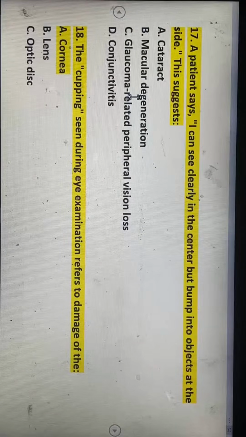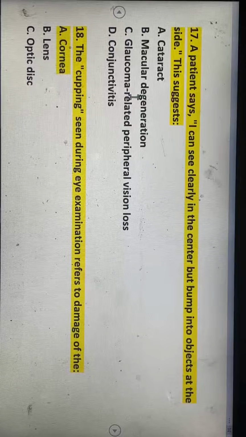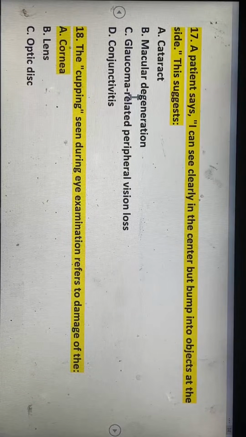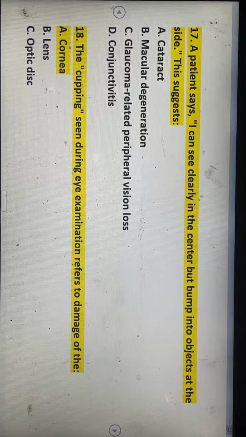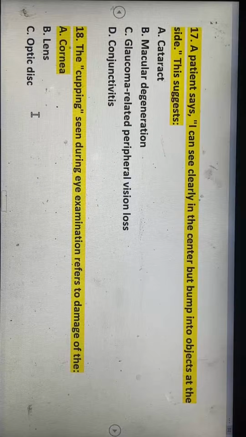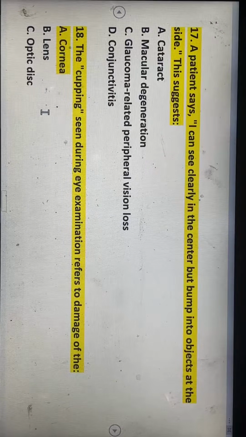Imagine a patient with glaucoma driving a car. You can't see the car by the sides. You only see what? The front mirror. You can't see anything by the side. So the right answer is what? C. The right answer is what? C. Glaucoma related peripheral vision loss.